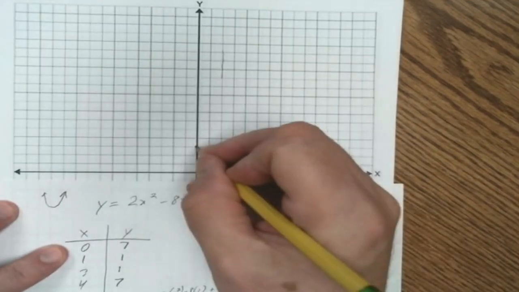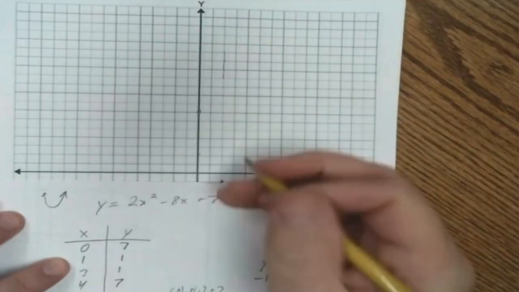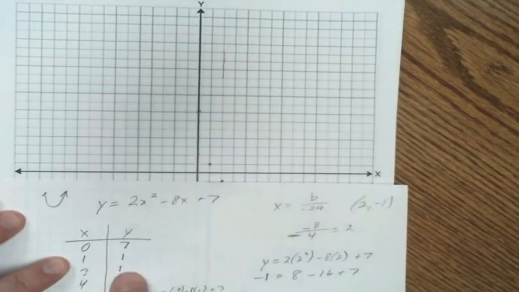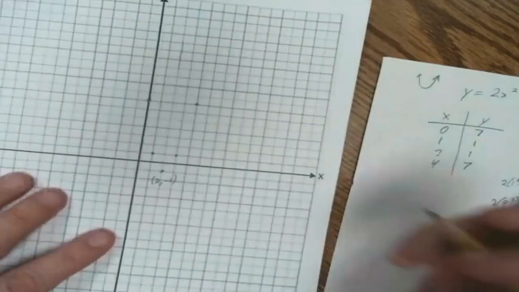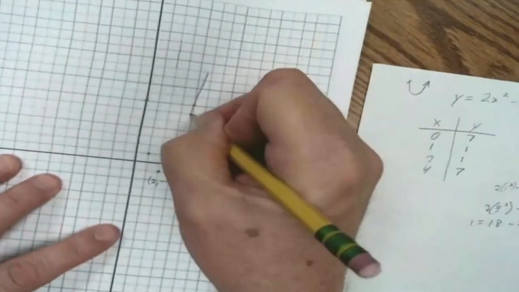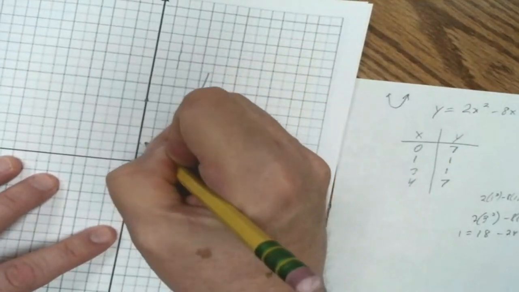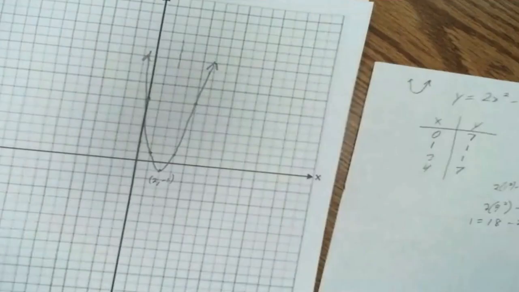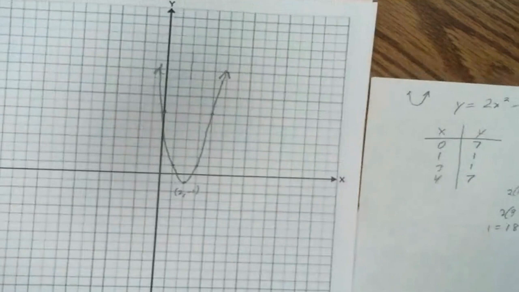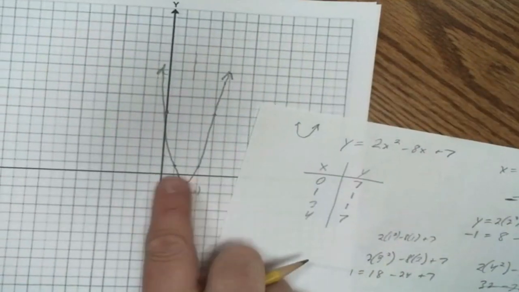1, 2, 3, 4, 5, 6. Right there. We have the point (1, 1). We have the point (3, 1). And we have the point (4, 7). So now we know what our parabola looks like. Make it a U shape. And we can graph our parabola just by finding the vertex and picking the points on either side of it.